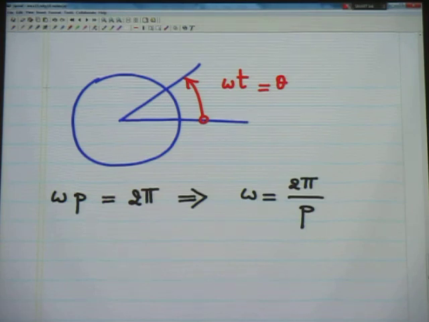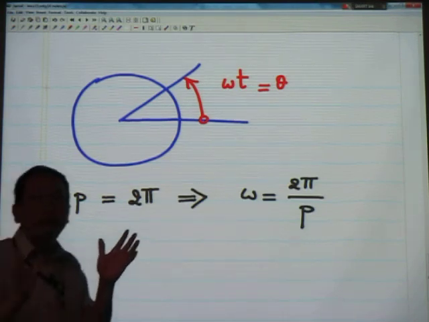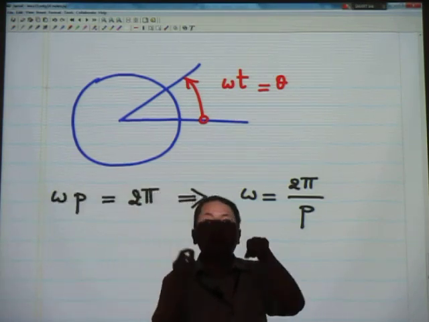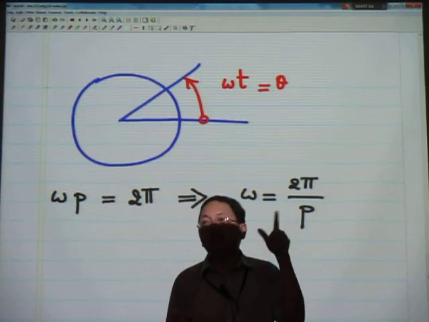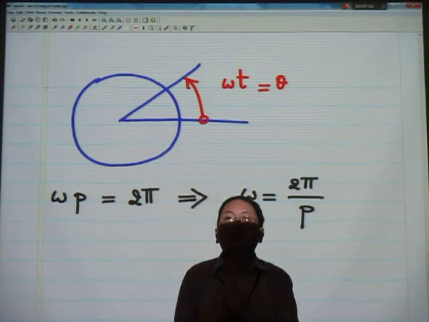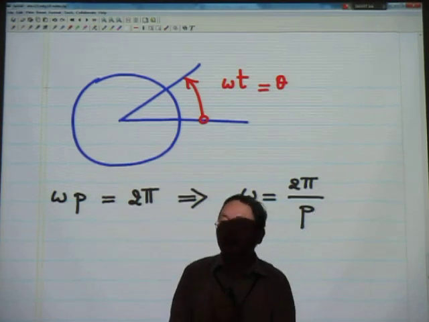I'll get into the dimensional analysis later, but at least here that gives you a simple way to remember the definition of the angular frequency of vibration. Okay, so please, lecture summary.